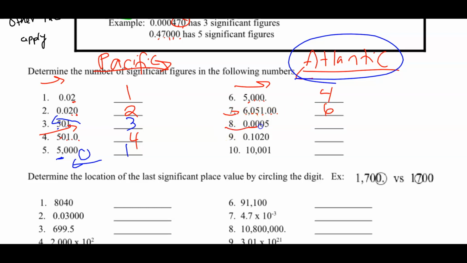Present, count from the first non-zero on the Pacific. Only 1 sig fig in that number. I know this is the one you're not going to like, but that's the sig fig rule. Number 9, present, count from the Pacific. That's a placeholder. Doesn't count. 1, 2, 3, 4 sig figs.